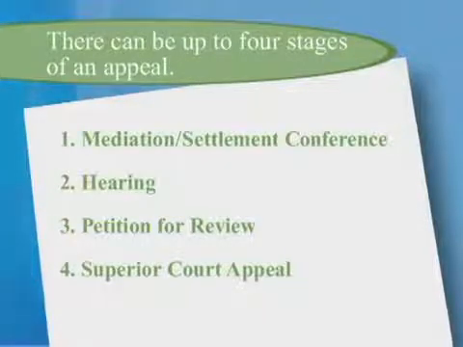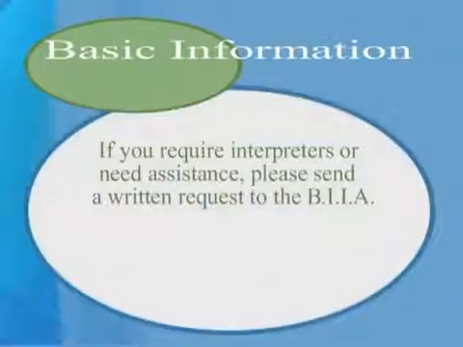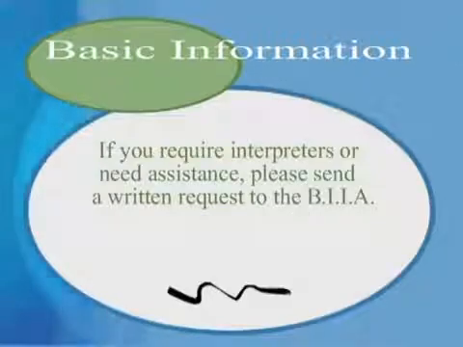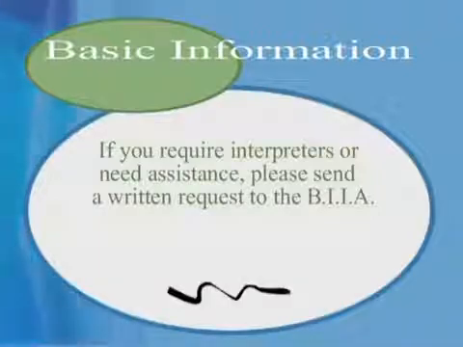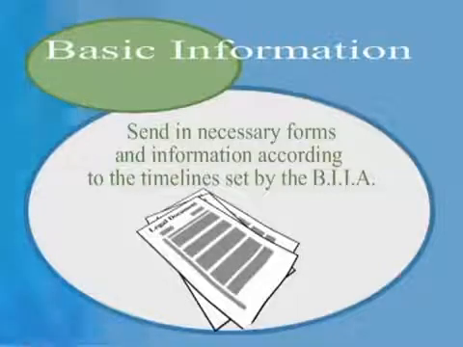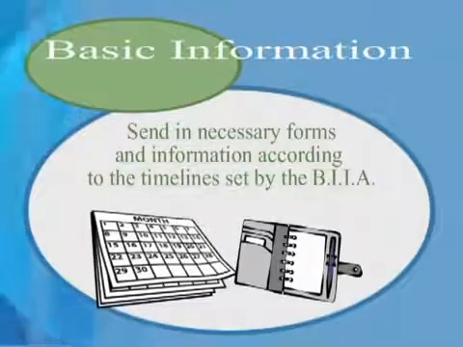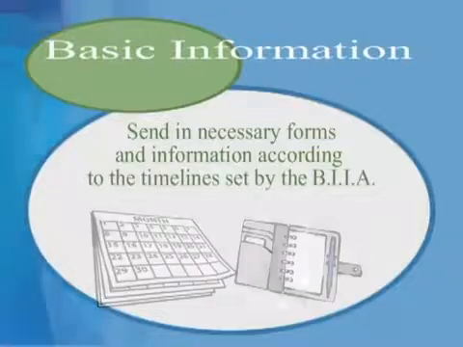Before going into detail on each stage, here's some basic information that applies to all the stages of the appeal process. First, if you require interpreters or need assistance, please send a written request to the BIIA. The BIIA will then have this information on file and will provide interpreters or assistance at each event as needed. Next, be sure to send in necessary forms and information according to timelines set by the BIIA. Bring a calendar or monthly planner with you to all conferences and hearings to schedule future events or make notes of important deadlines.